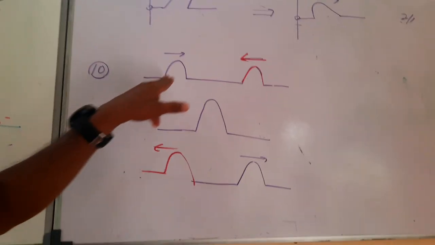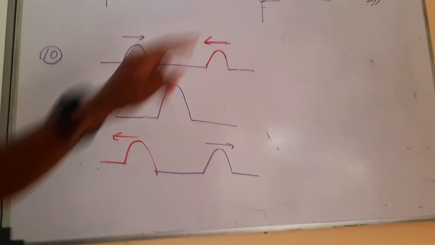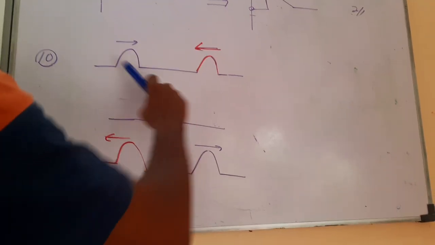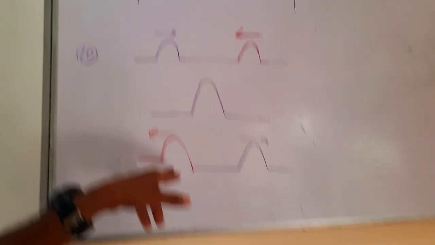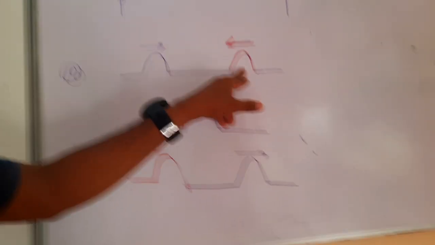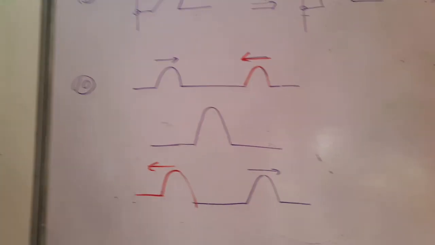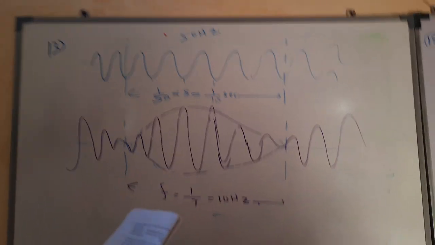Question 10. Here two wave pulses are going towards each other. They are two different pulses. It is superposition. Its amplitude is double for identical wave pulses. Here after that, that is the position. This pulse here, that pulse here. That is the answer.